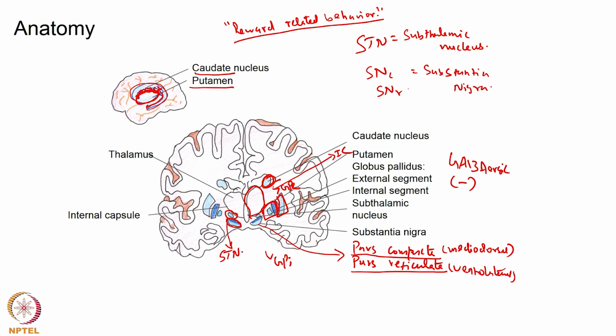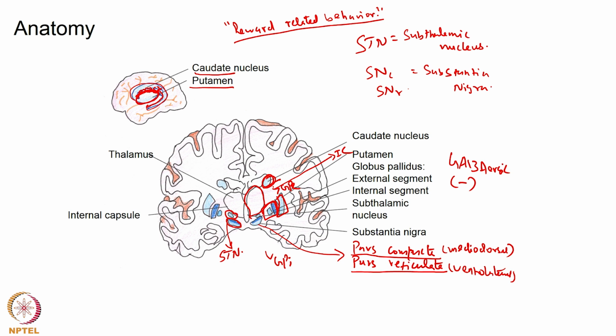The most medial of these is the globus pallidus internal, which acts as the output structure, and the lateral among these two is called the globus pallidus external, which is basically a part of the internal circuitry. Basically it receives input from the caudate and putamen and it outputs to the globus pallidus internal.